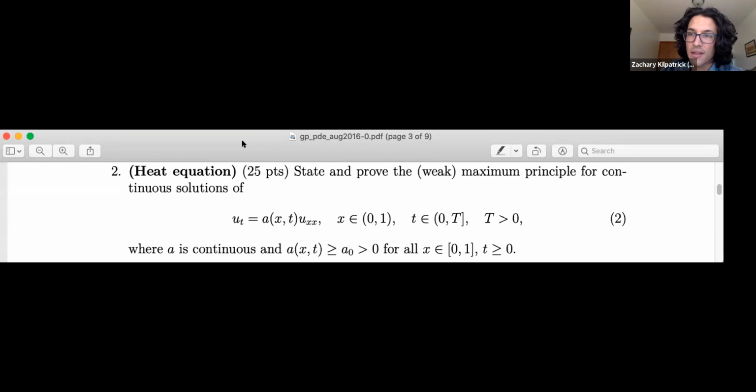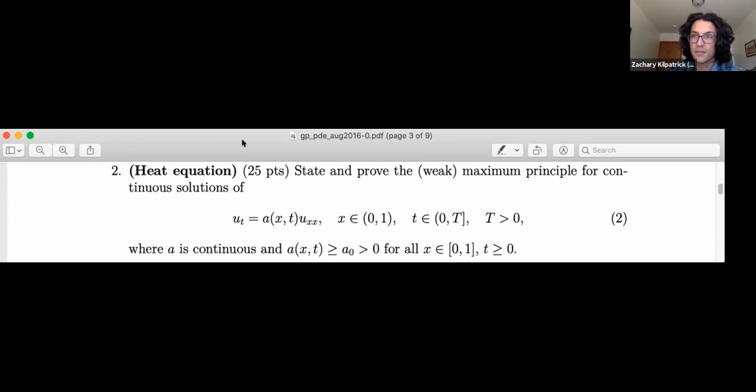And now this is kind of the twist of a variable coefficient heat equation problem. Okay. We take, let's say 15 minutes with that. And you can chime in with questions if you have them.